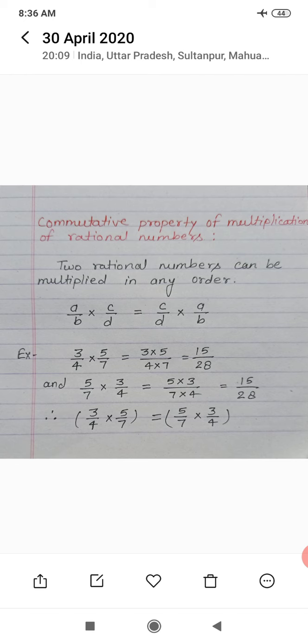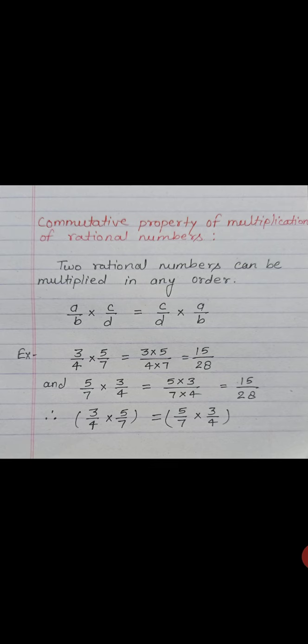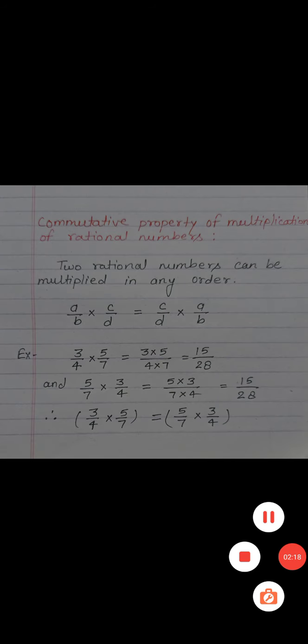For example, let us consider the rational numbers 3/4 and 5/7. Then 3/4 × 5/7 = (3×5)/(4×7) = 15/28. And 5/7 × 3/4 = (5×3)/(7×4) = 15/28. Therefore, 3/4 × 5/7 = 5/7 × 3/4. Commutative property holds for multiplication of rational numbers.